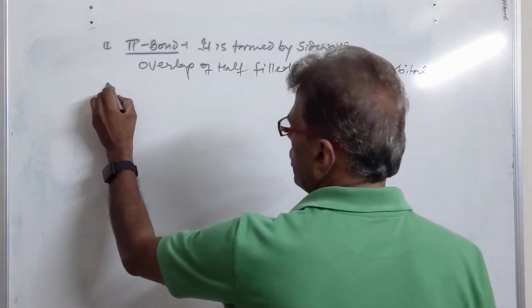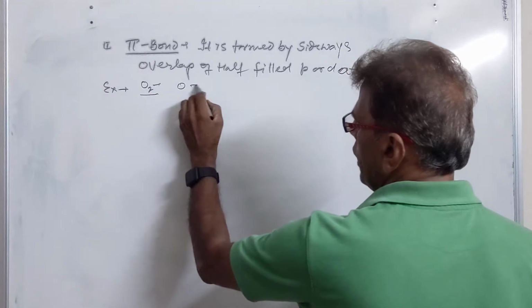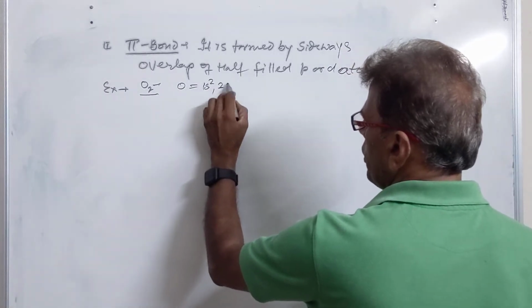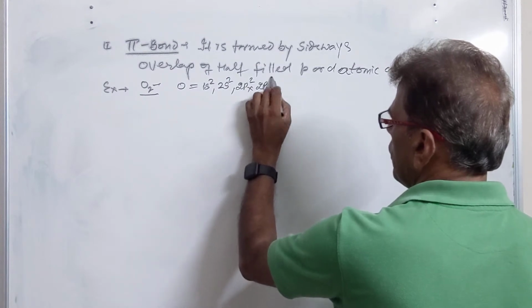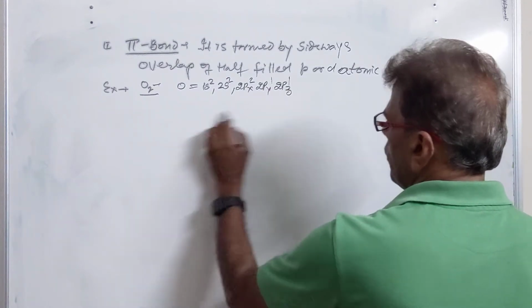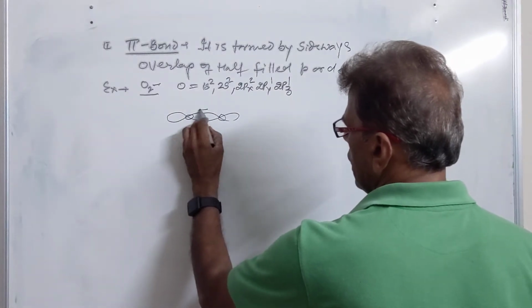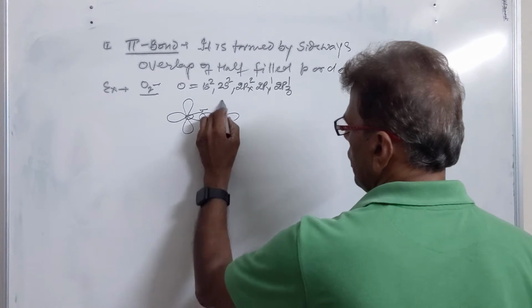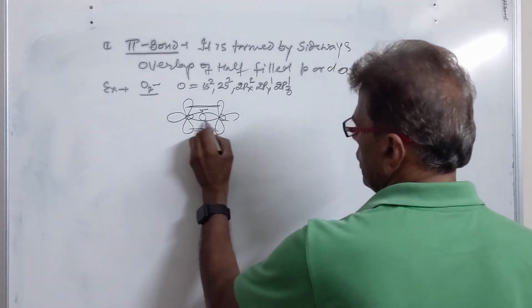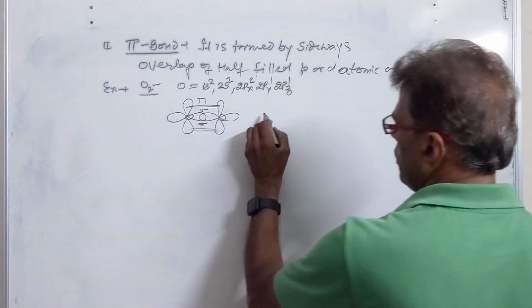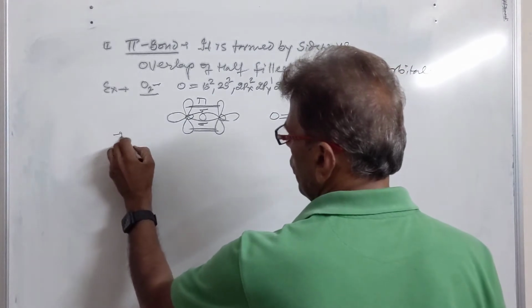So we have the formation of O2 molecule here. O has two half-filled orbitals. One of them will overlap along the internuclear axis, forming sigma bond, while the 2pz orbitals overlap sideways. So this is formation of sigma and pi bond. This is O2 molecule.